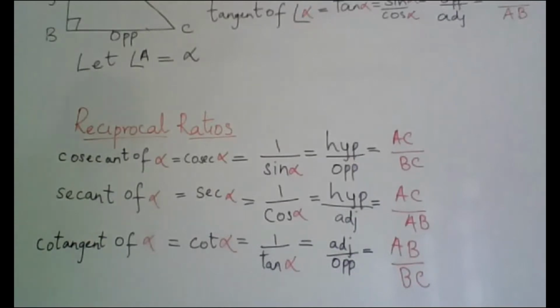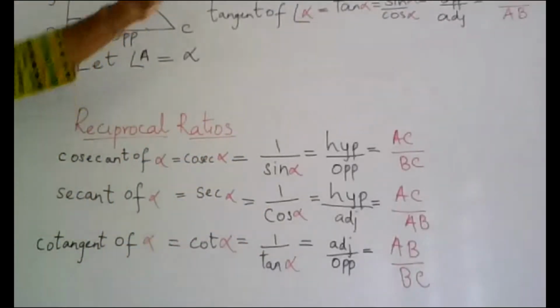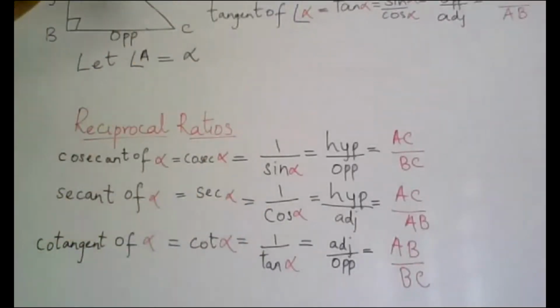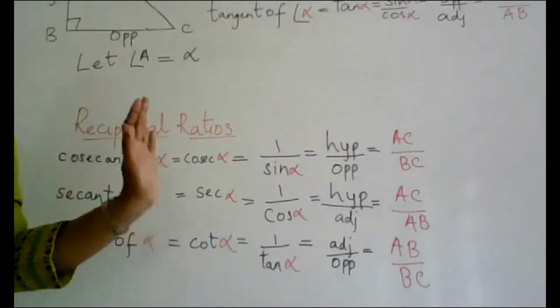Tomorrow you should be able to start the class by writing both the ratios. Means these 6 ratios for angle A and 6 ratios for angle C, provided your B is your right angle. So you should be able to recall this on your own without seeing.